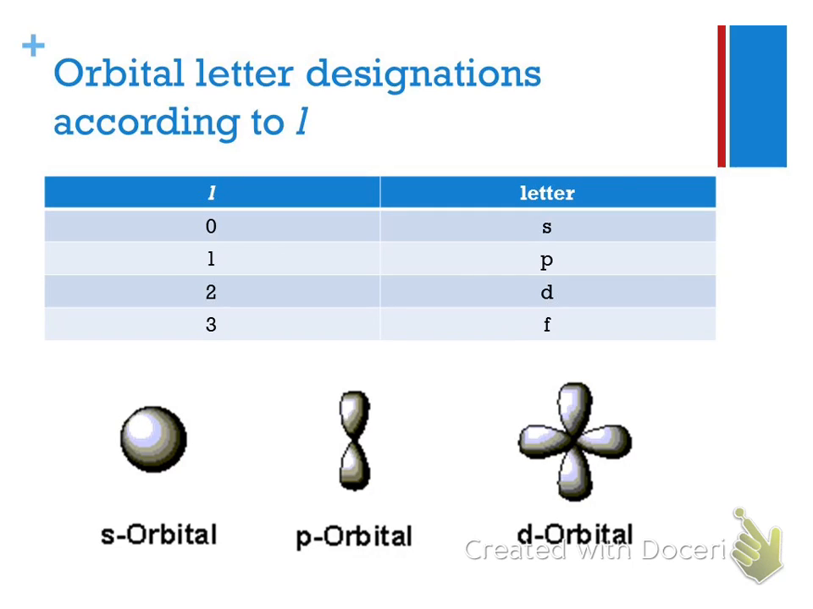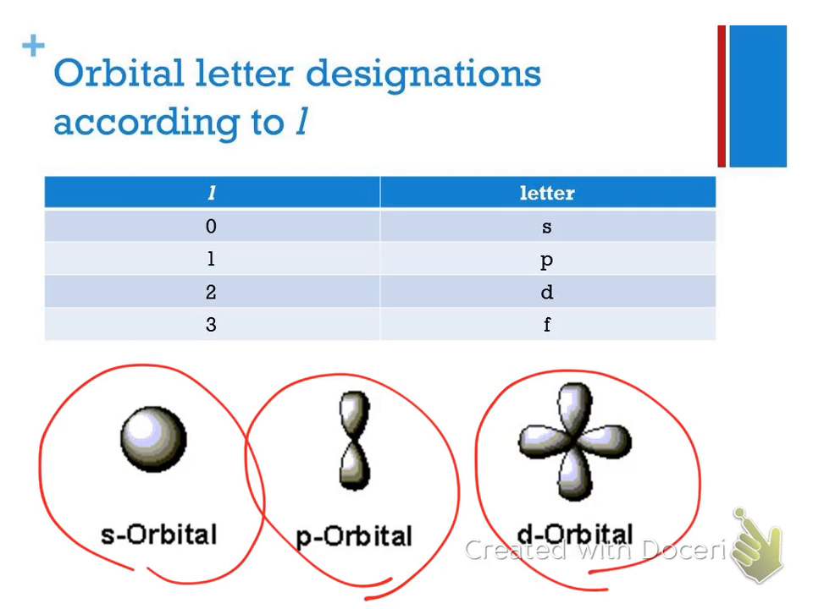If L is equal to 0, we call it an S orbital. If L is equal to 1, we call it a P orbital. If L is equal to 2, we call it a D orbital. If L is equal to 3, we call it an F orbital. All right, I want you to get this table written down, and I also want you to go ahead and draw the shapes of these orbitals underneath there.